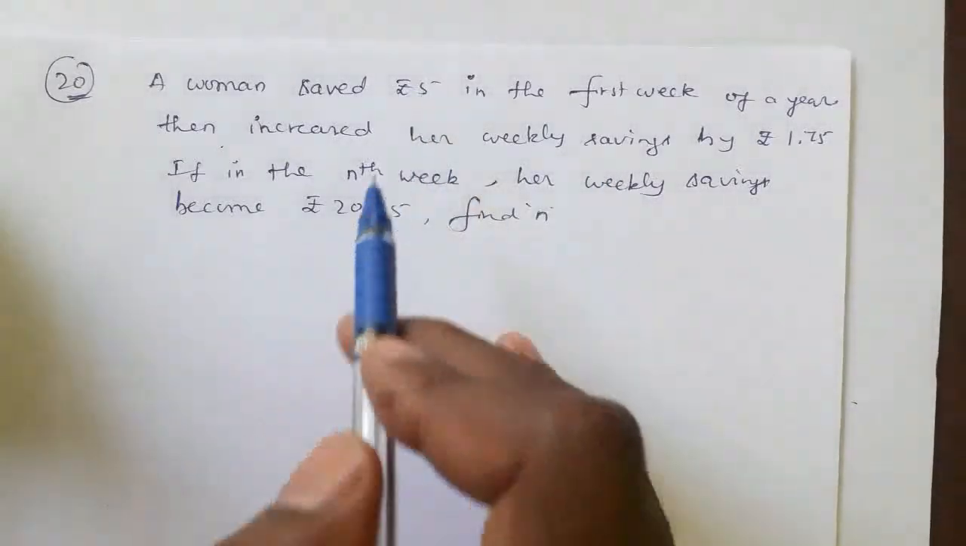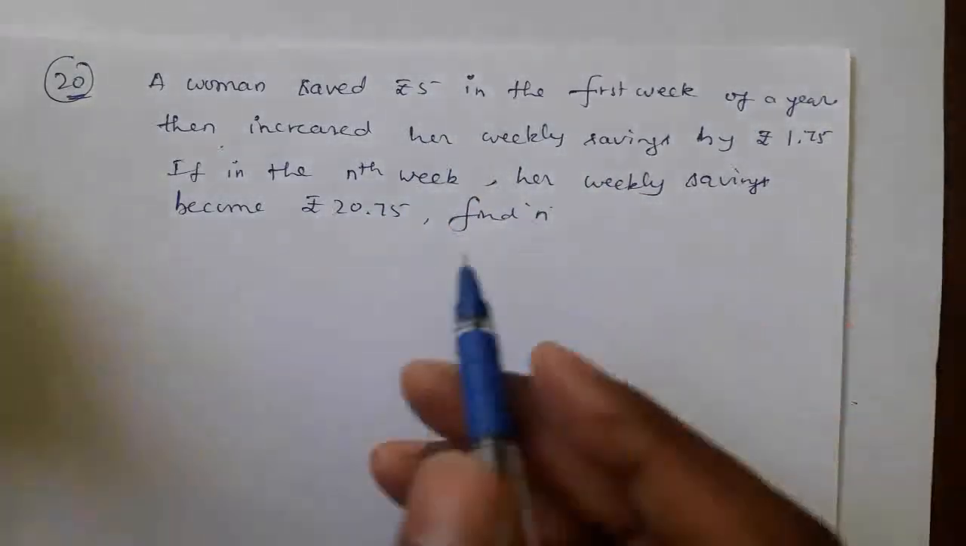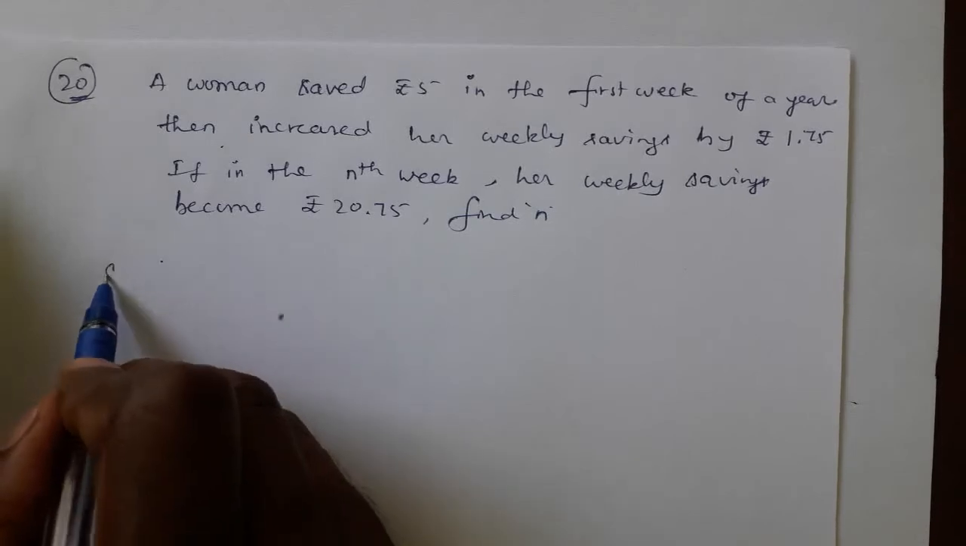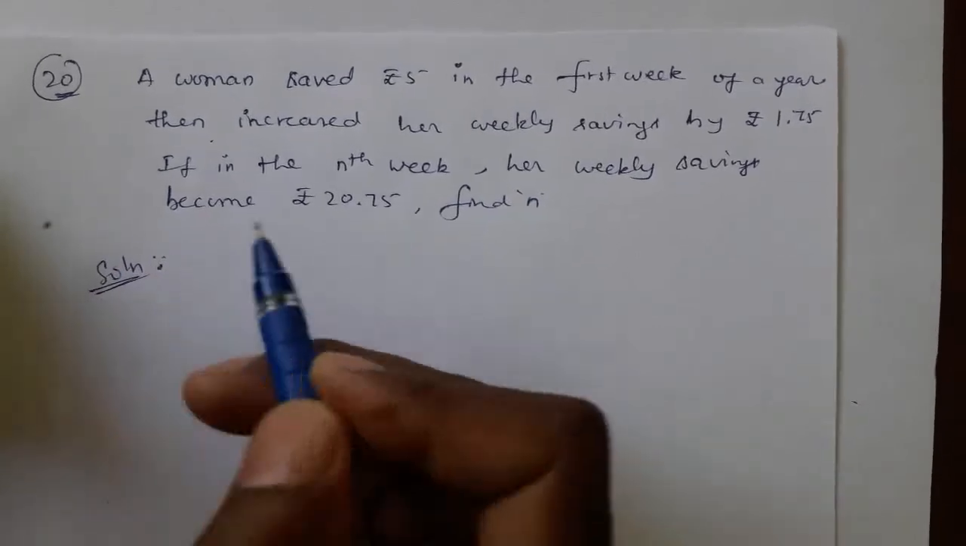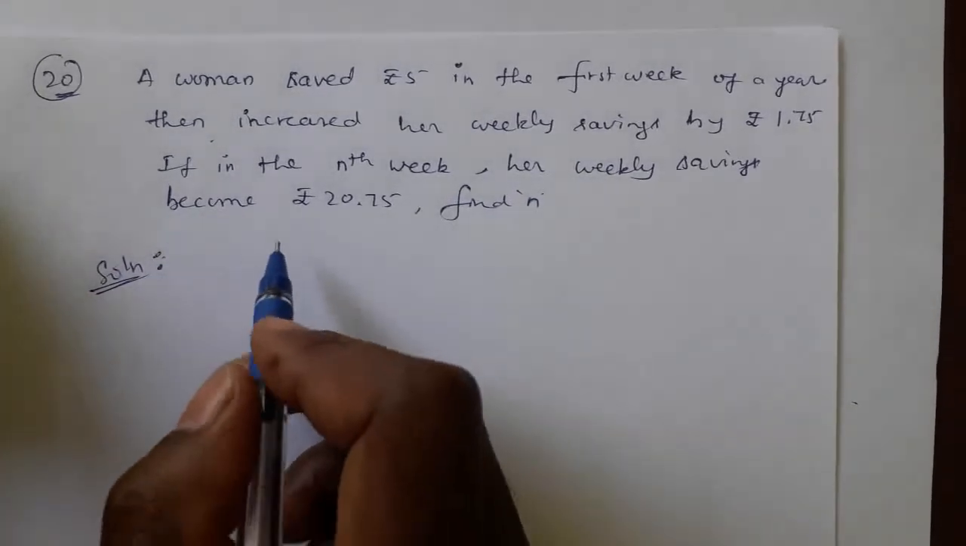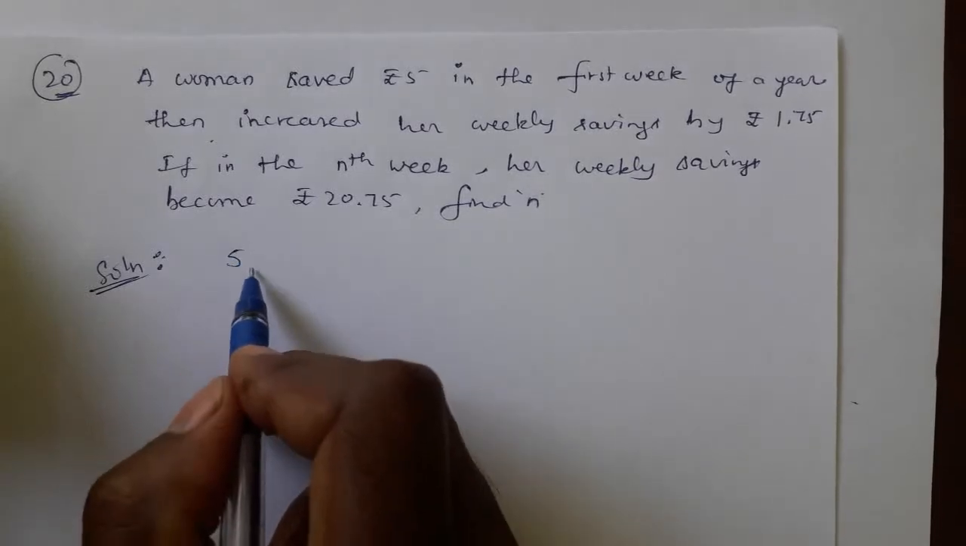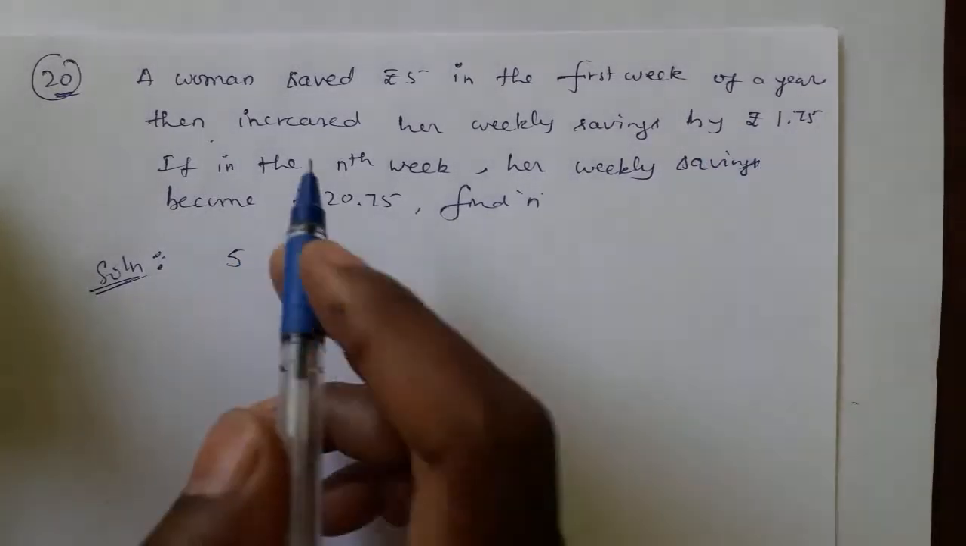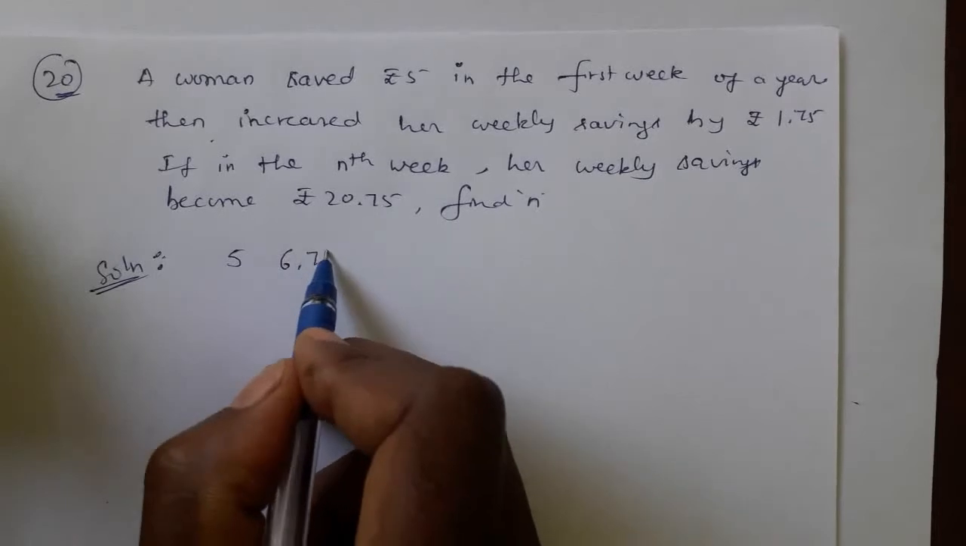So in which week do the 5 rupees become 20.75? There are the theoretical method and the practical method. In the practical method we get a quick answer. First week, 5 rupees. Second week, how much? 1.75 more, that means 6.75.